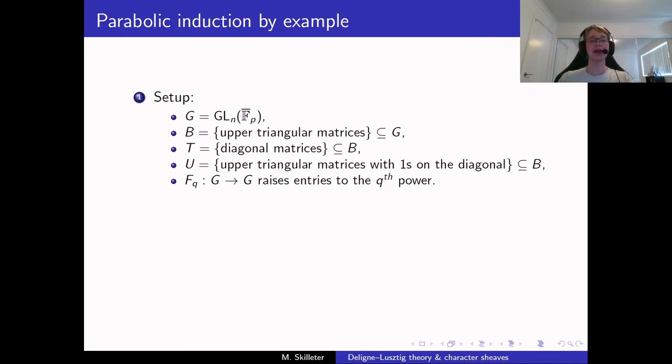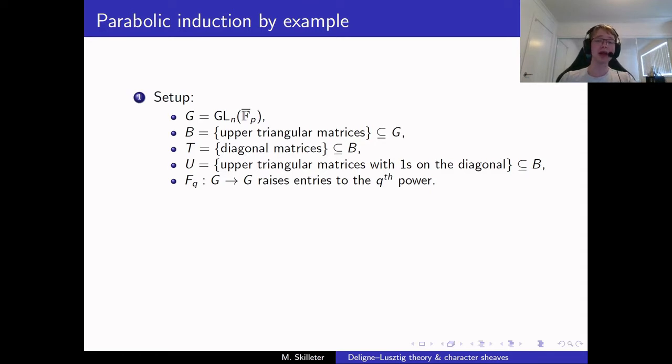So now that we know what finite groups of Lie type are, let's construct some representations by studying the technique which Deligne-Lusztig theory generalizes, called parabolic induction. We've got some setup. G is the general linear group over the algebraic closure of a finite field. B is the subgroup of upper triangular matrices inside G.